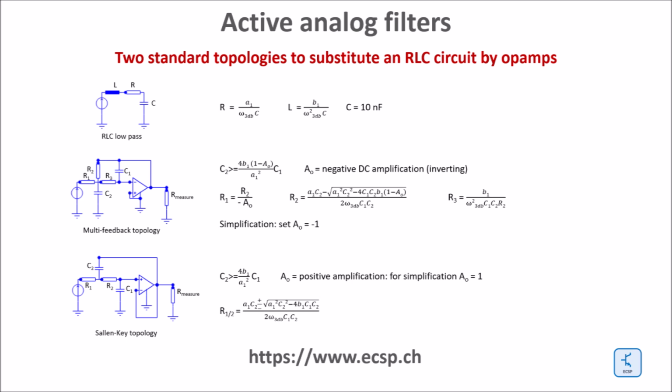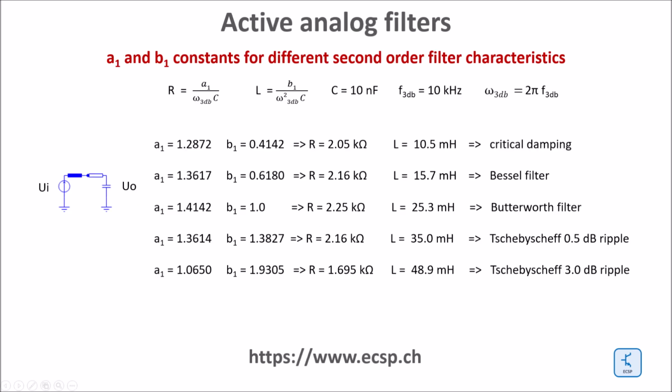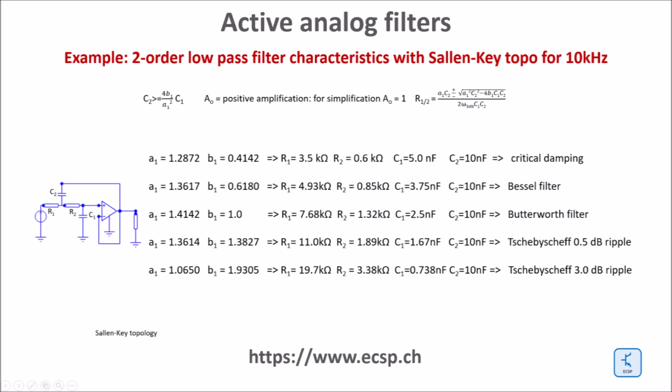For the two topologies, the A and B parameters for the various types of filters remain the same as for the RLC circuit. The formula, however, for the individual components R and C change depending on the chosen topology. The derivation of the formula is explained in other YouTube videos and shall not be repeated here. Here the formula are just reused. As before for the RLC circuit, we take the A and B parameters from the same table but recalculate the R1, R2, C1 and C2 values based on the corresponding Sallen-Key or multi-feedback technology formula.